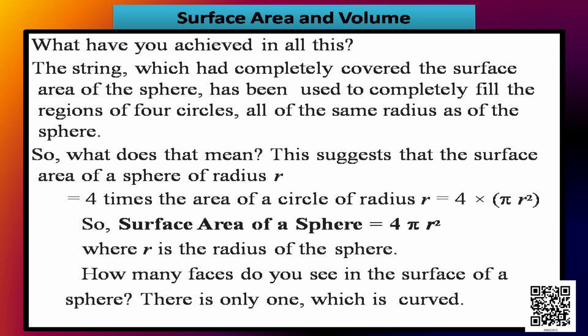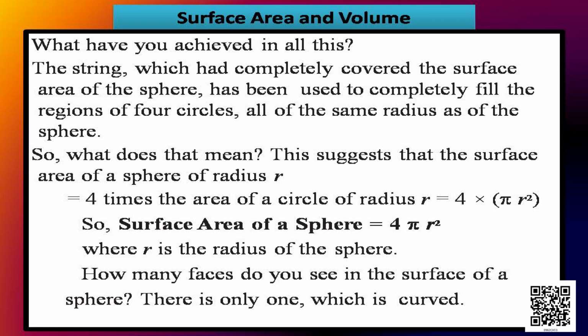The string, which had completely covered the surface area of the sphere, has been used to completely fill the regions of 4 circles, all of the same radius as the sphere. So what does that mean? This suggests that the surface area of a sphere of radius r is equal to 4 times the area of a circle of radius r.